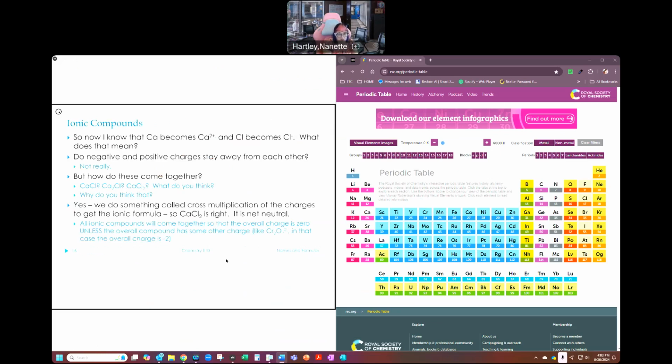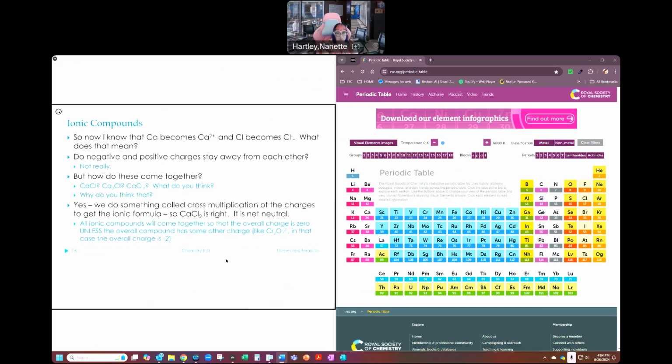So I know that Ca becomes 2 plus, Cl becomes minus, and that means what exactly? I know that positives and negatives don't really stay apart. If I've got two magnets, they're going to be attracted to each other in one way, shape, or form. We may have to rotate them, but they'll come together as long as I allow them to. Positive charges are attracted to negative charges. That happens, and that's natural.